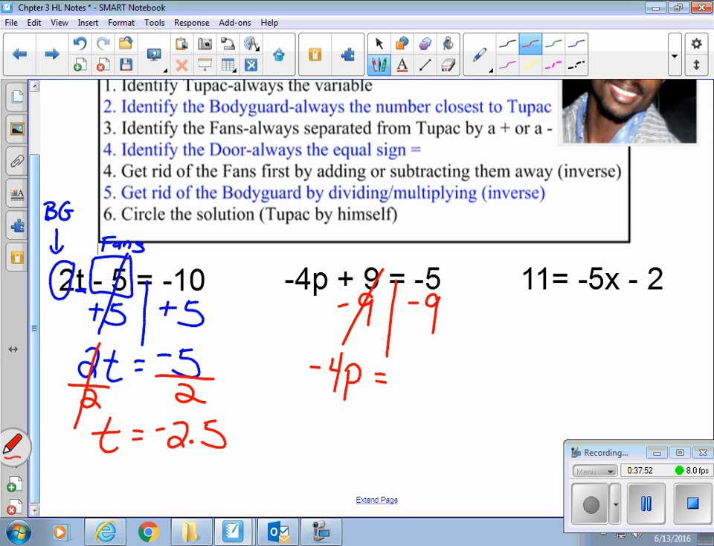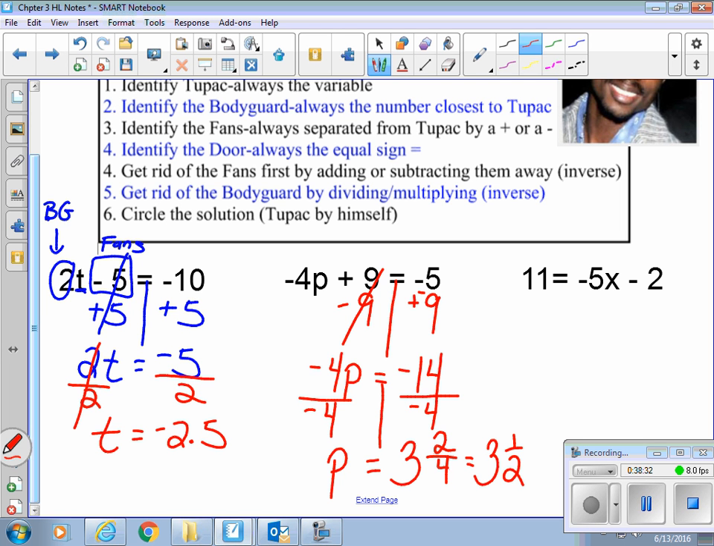And negative 5 plus 9, keep change opposite, would give me a negative 14. And then I would divide both sides by 4. That would leave me with positive P, which is Tupac by himself. And this would leave me with, I'm going to change it to a mixed number. 4 goes into 14 3 times. That takes me to 12, 2 left over. 2 negatives give me a positive, and that can be simplified to 3 1/2.